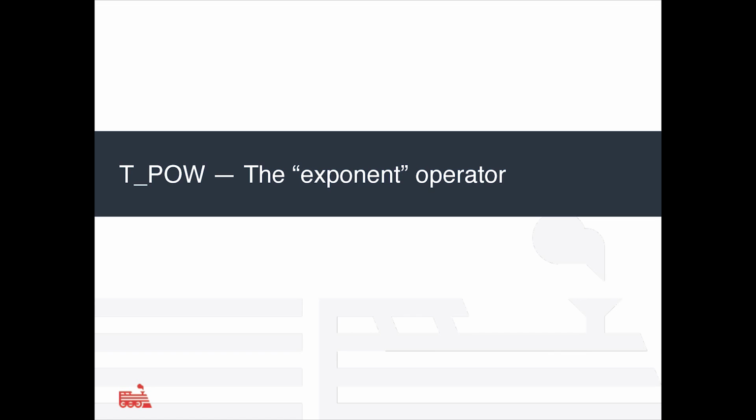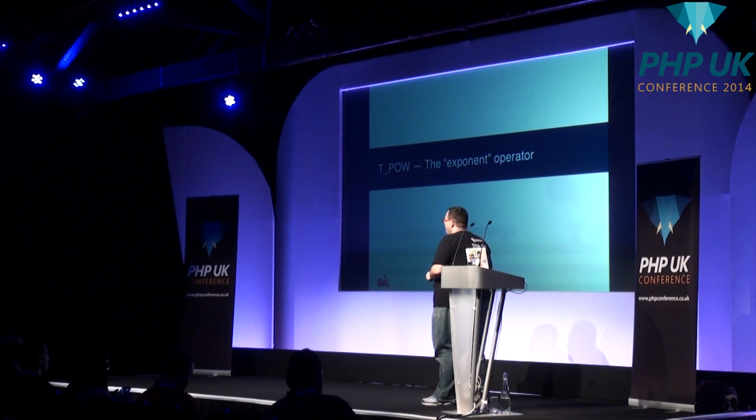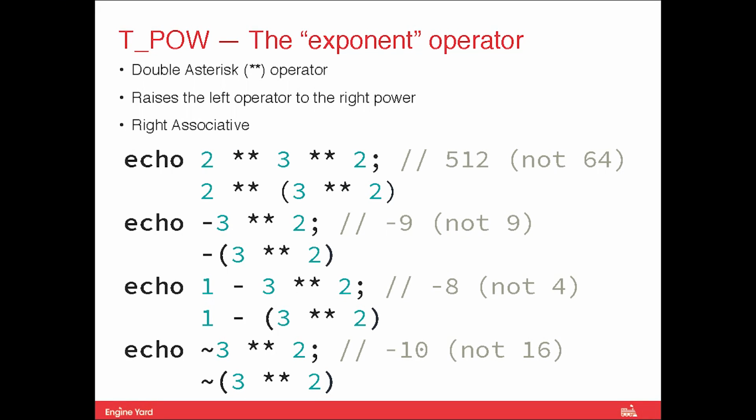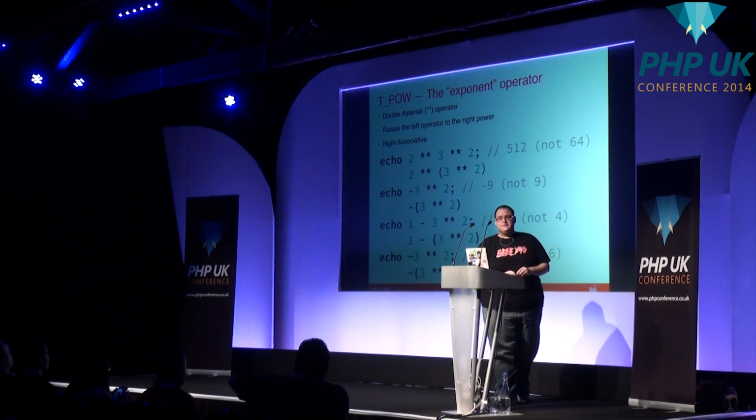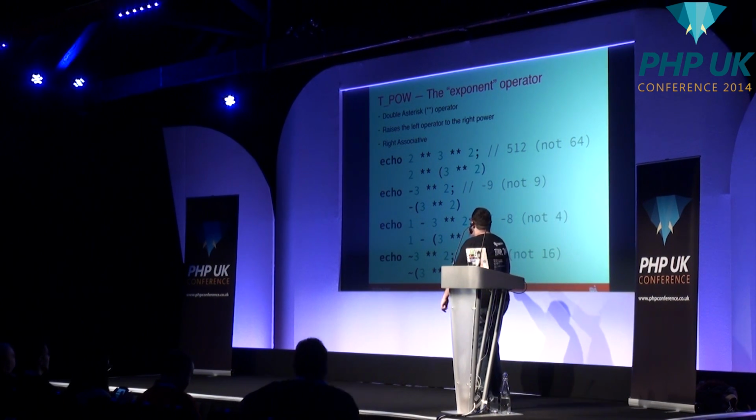We'll start with T_POW, or the exponent operator. T_POW is the new token that was added for that. Basically this is a double asterisk operator which does raising to the power. So the left side gets raised to the right. For example, echo 2 ** 3 ** 2 is 512. So it's right associative. What I've got underneath here is how it actually breaks down.